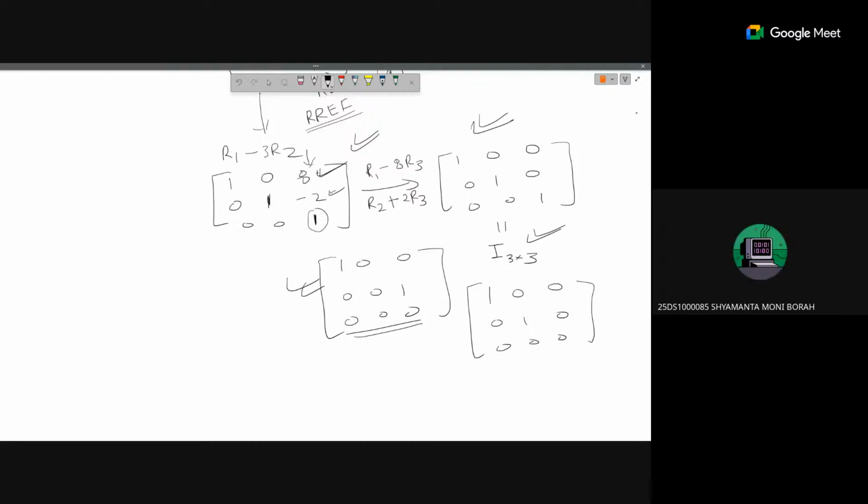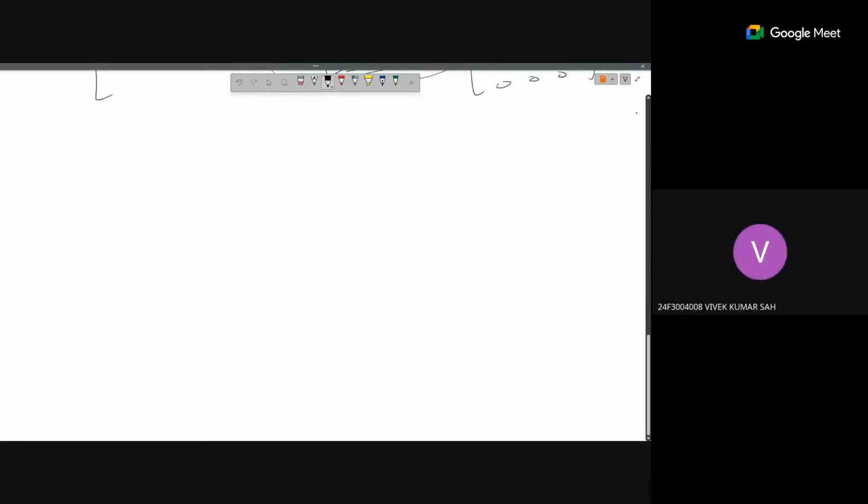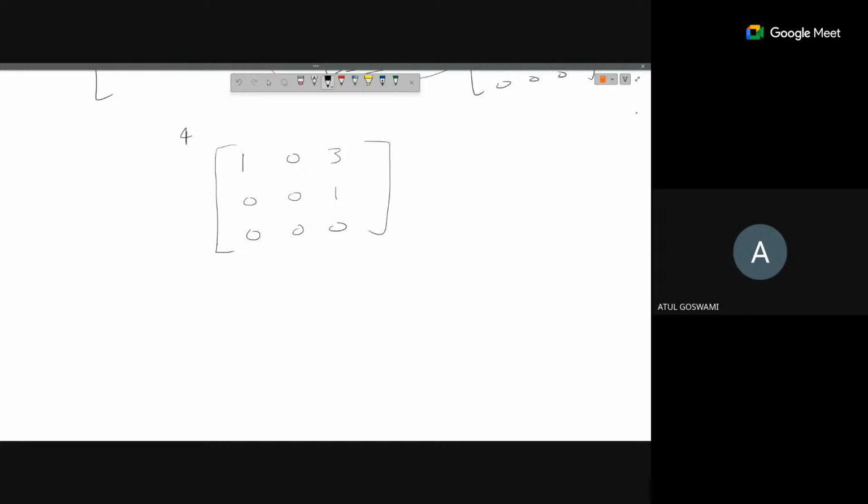So these two are also row echelon form, sir? 1 0 0, 0 0 1, 0, yeah. These are all row echelon form actually. I just wanted to ask about this matrix: do you agree this is row echelon form? Let me take a different example, 1, 0, 3, 0, 0, 1, and 0, 0, 0. Can I say that this is row echelon form? Yes, sir.